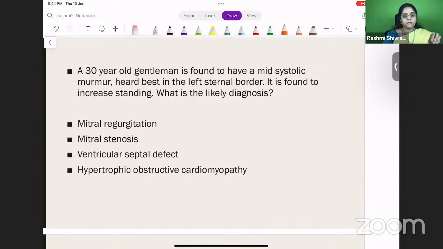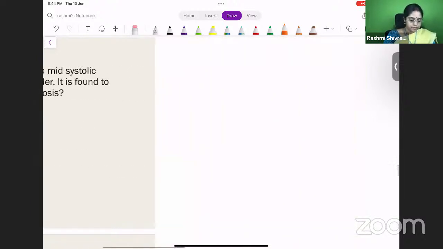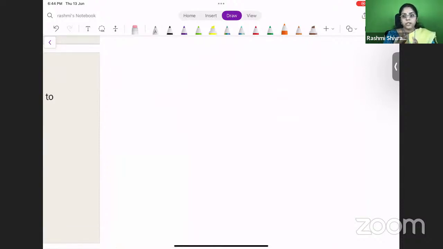So a 30-year-old gentleman is found to have a mid-systolic murmur, heard best at the left sternal border. It is increasing on standing. So what is the likely diagnosis? Yes, we'll discuss. Dynamic auscultation is very, very important. They catch you on this, and it's quite easy if you understand the concept behind it. It is a very important point of auscultation, especially in your final year exams. You will be asked to tell what happens to the findings.